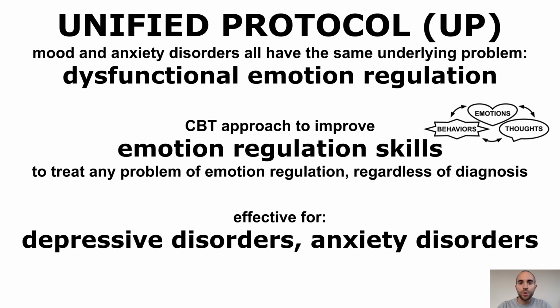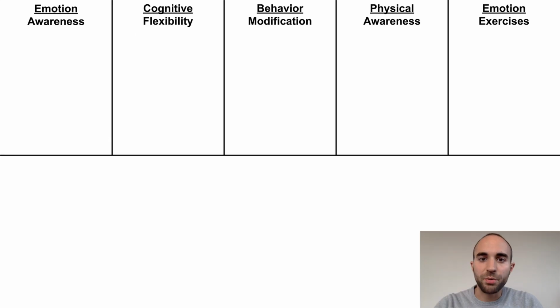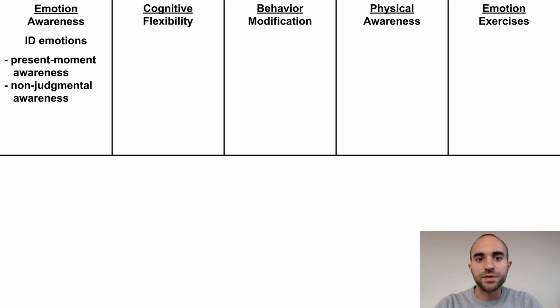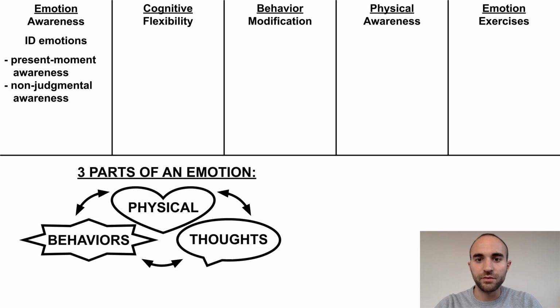Next, I'll outline the core principles of the UP as outlined in the Therapist Guide authored by David Barlow and colleagues. The 5 core principles are emotion awareness, cognitive flexibility, behavior modification, physical awareness, and emotion exercises. Emotion awareness involves learning to identify and track emotions. Patients are taught the 3-part model of emotions, in which emotions are made up of thoughts, behaviors, and physical sensations.